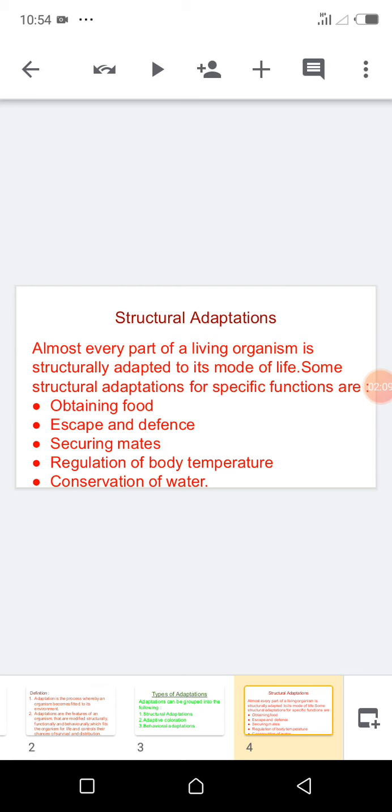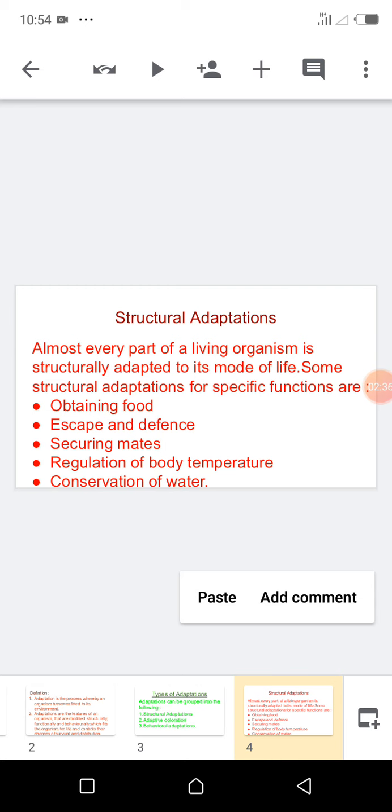Okay, so structural adaptations here. You see, almost every part of a living organism is structurally adapted to its mode of life. Some structural adaptations for specific functions are for obtaining food, for escape and defense, for securing mates, regulation of body temperature, and conservation of water. So all these here are actually characteristics of a living organism.